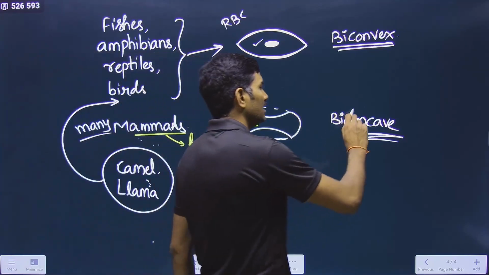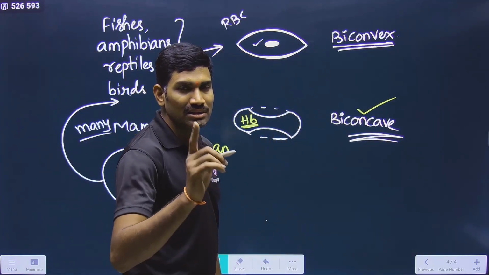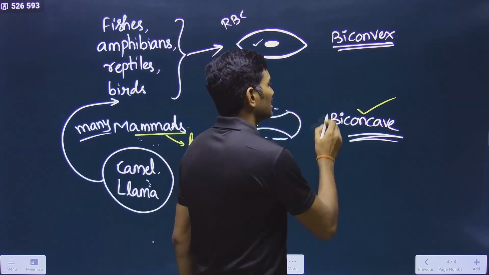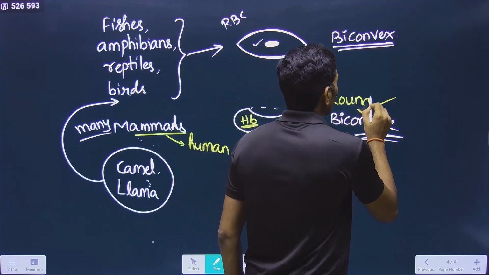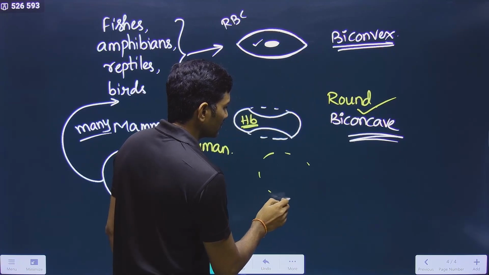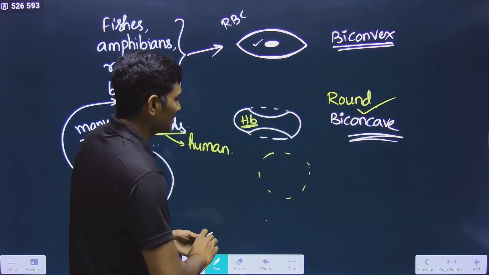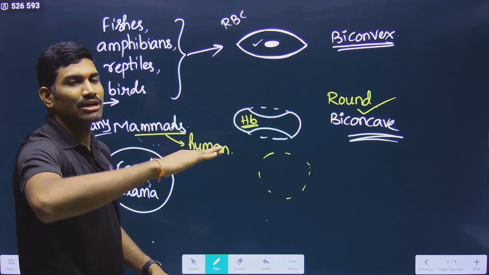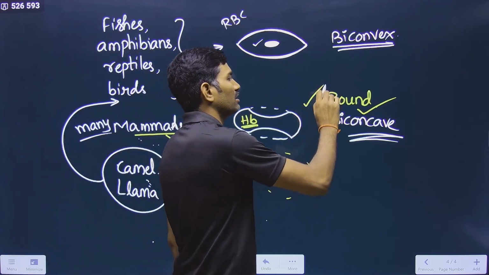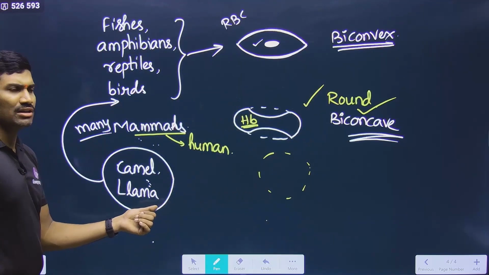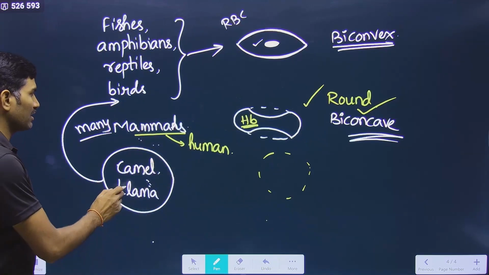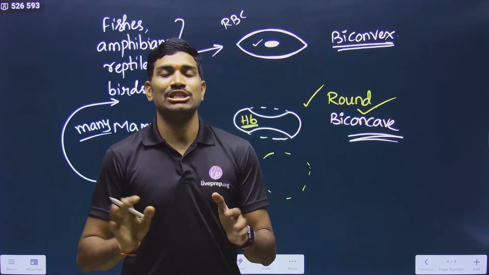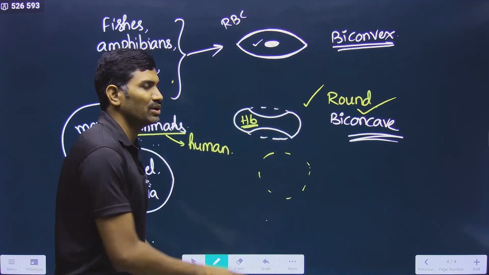So here we are observing biconcave. In the cell chapter, in the initial part, we studied about shapes of cells. There we studied that they are round, round and biconcave. Superficially, if you see, here they are round like this, but here they are like this. So that's why round and then biconcave. They are round biconcave in the case of human, and not just human, many mammals. But for camel and llama, since the nucleus is present, they have the biconvex shape. Clear? With this, the point is completed.